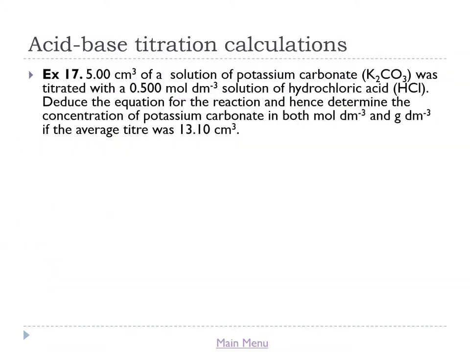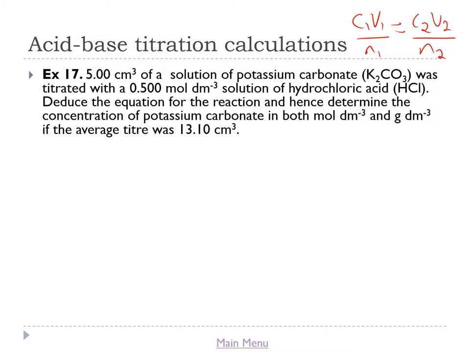Acid-base titration calculations. These work the same as for other titration calculations, but they might be a bit more involved, because we might need to determine the equation first, and we might need to work out concentration in grams per decimetre cubed, as well as just moles per decimetre cubed. So the core of the calculation will be the same: C1V1 over n1 equals C2V2 over n2.